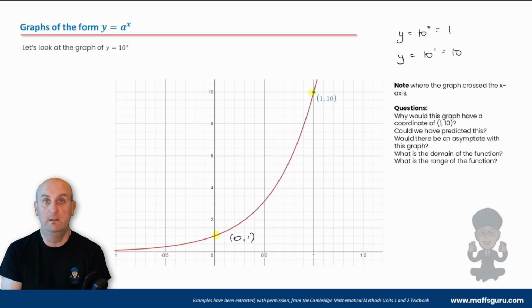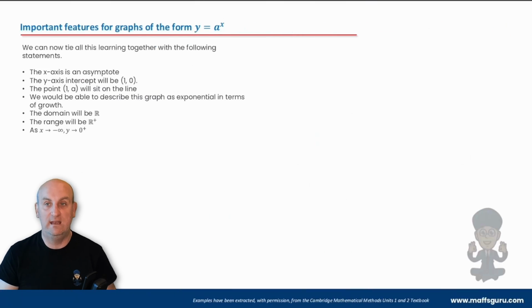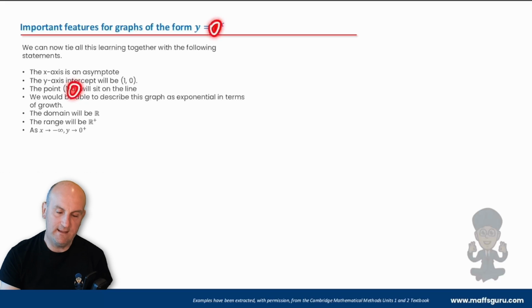All right, awesome. Believe it or not, you've now pretty much learned everything about the important features for the graphs of the form y equals a to the x. All right, let's just go through them one by one. The x-axis is an asymptote, tick. These are for base graphs. The y-axis will intercept at (0, 1), and the point (1, a). What do I mean by a? Whatever the base number is, that will sit on the line.